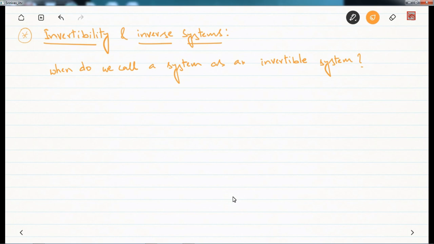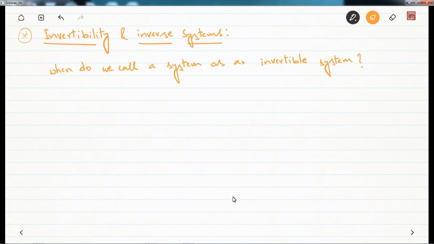So there is a system. We have given some input and we got some output, right? So from this output, if we can get back the input, we call such a system an invertible system. So from the given output, if you can get back to the input through some other system, of course we need to process.